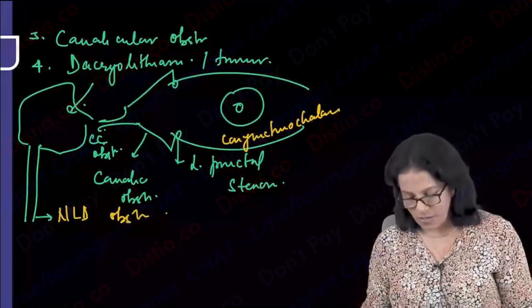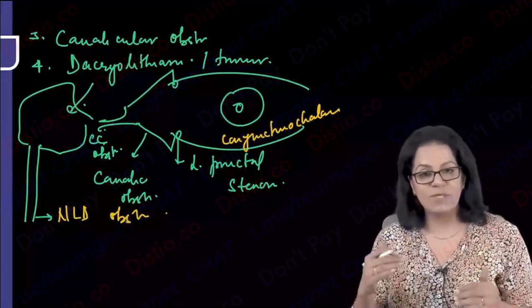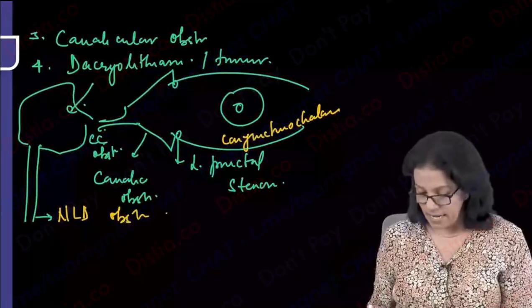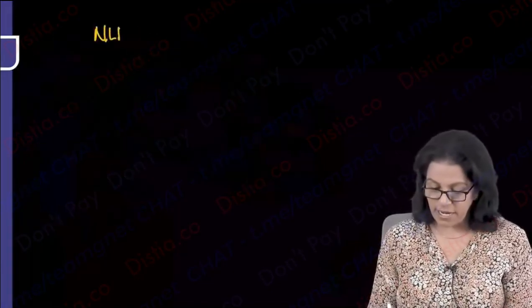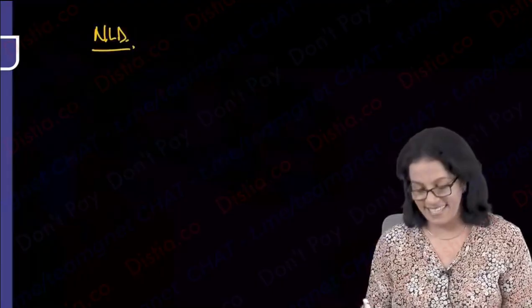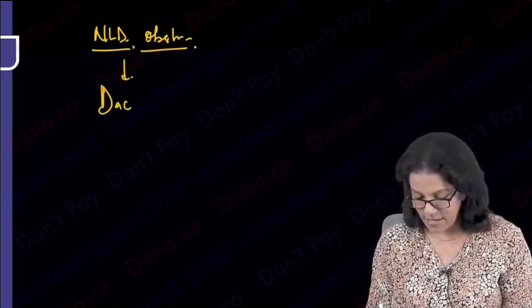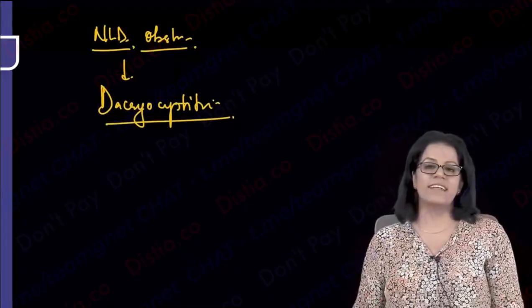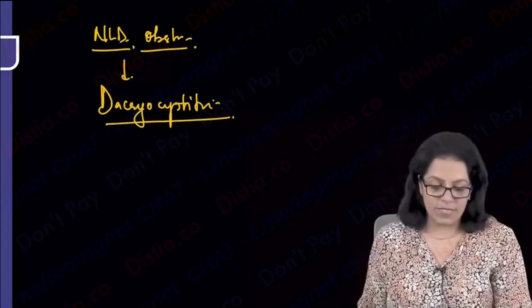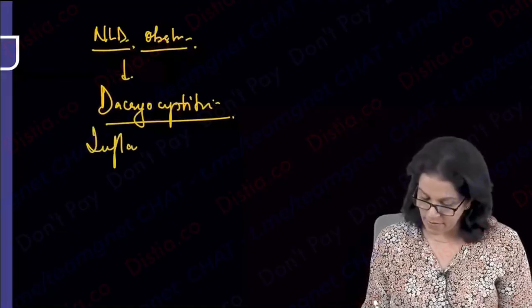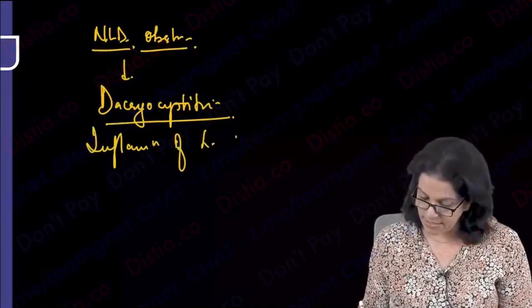Okay, after this we talk about whenever there is an NLD obstruction, whether we are talking about congenital or acquired, it always leads to inflammation of the lacrimal sac. And this inflammation of the lacrimal sac is what is called dacryocystitis. So the next thing they will ask you in exam are a few facts about dacryocystitis. Give the next heading, dacryocystitis. Write down, it is inflammation of the lacrimal sac.